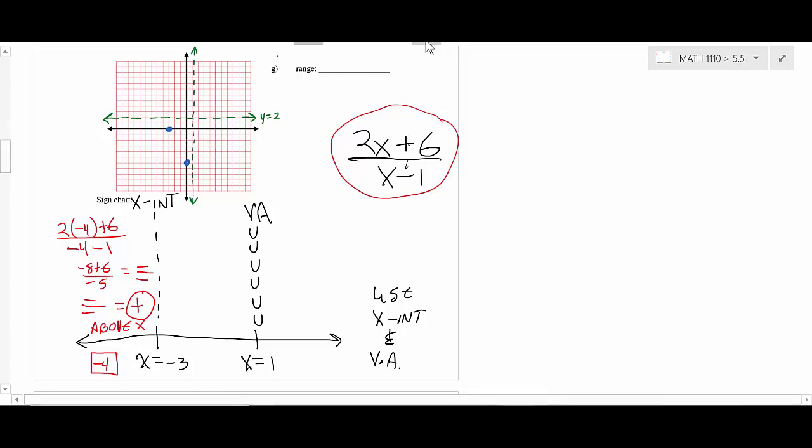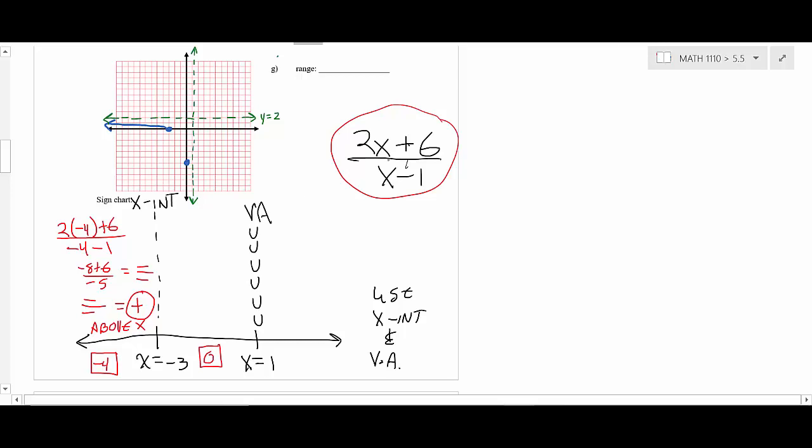So what you want to do next is just sketch that in. Okay, it's not going to touch the horizontal asymptote, it just gets closer to it. And it doesn't have to be perfectly accurate, you just want to get the idea. Okay, so the next thing we do is a test point between -3 and 1. What do you want me to use here? Let's go with 0 because that's easy.